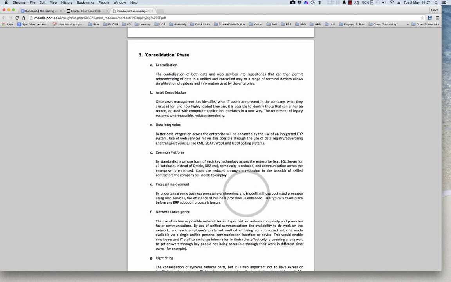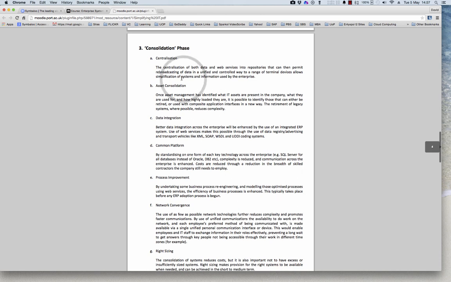Then you have the consolidation phase. So this is where you centralize your data, you consolidate your assets. Through asset management, you retire some if they're being less well used. Data integration, you can make that happen through the use of web services, for example. You define a common platform, so you might only use one brand of database instead of having multiples.